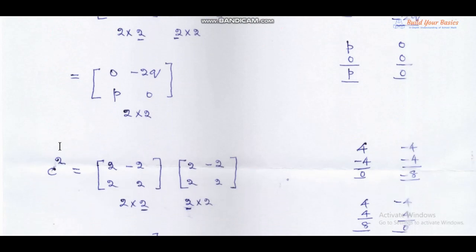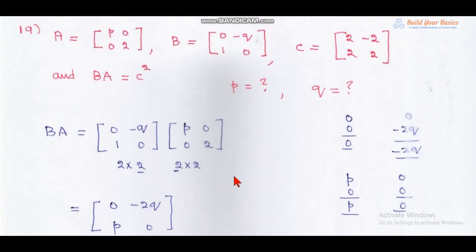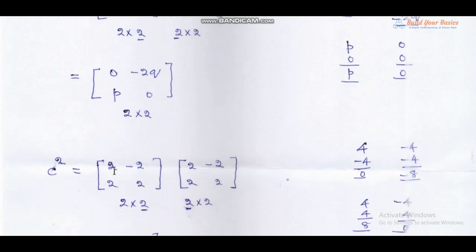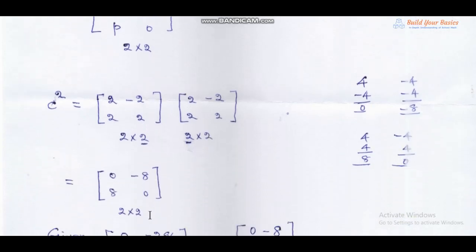Now what is C squared? C into C. C is given in the problem: [2, minus 2; 2, 2], that matrix. So [2, minus 2; 2, 2] into [2, minus 2; 2, 2]. 2 by 2 matrix, 2 by 2 matrix, they can be multiplied. The result will be a 2 by 2 matrix.